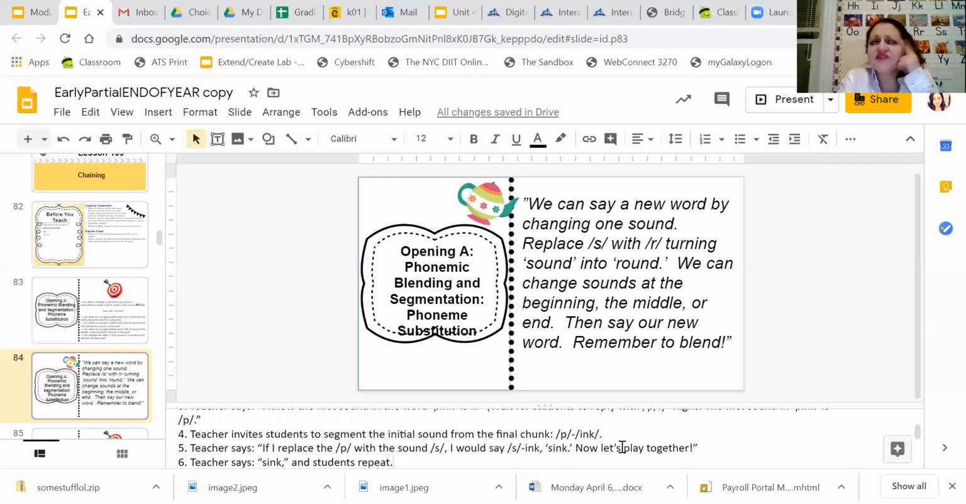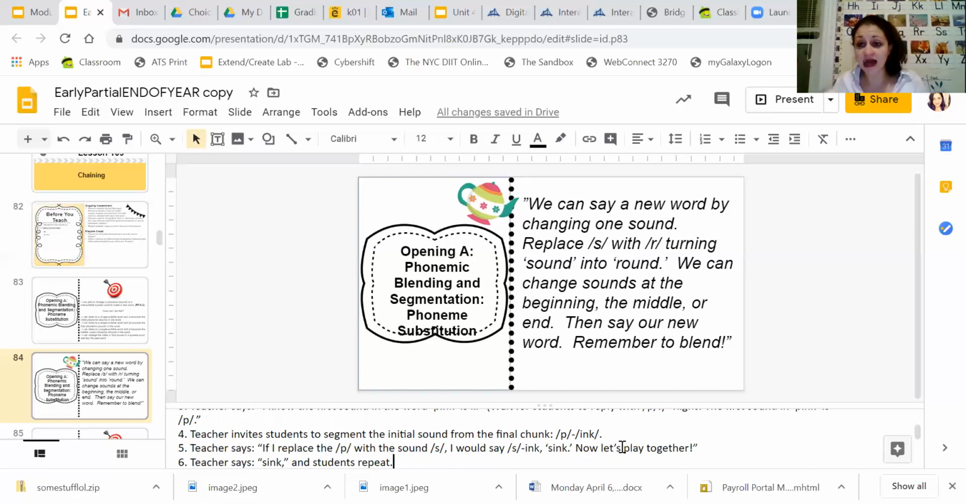Now, if I replace the p sound with an s sound, what do you think the word would be? I want you guys to do it out there. If I was to change the p sound, point to the p sound on your paper. If I was to change it to an s sound, what would it be? I'm going to write down what I think. You guys write down what you think, okay? I'm going to change it over here. Let's see. I'm changing the sound to an s sound. Huh. Oh, I think I know.